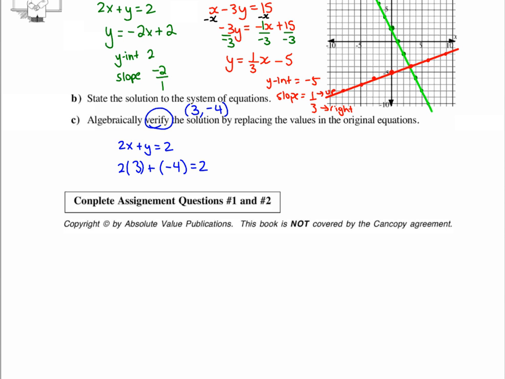2 times 3 is 6 plus -4. 2 equals 2. Check mark. Okay, we're proving left side equals right side. We're just subbing it in.